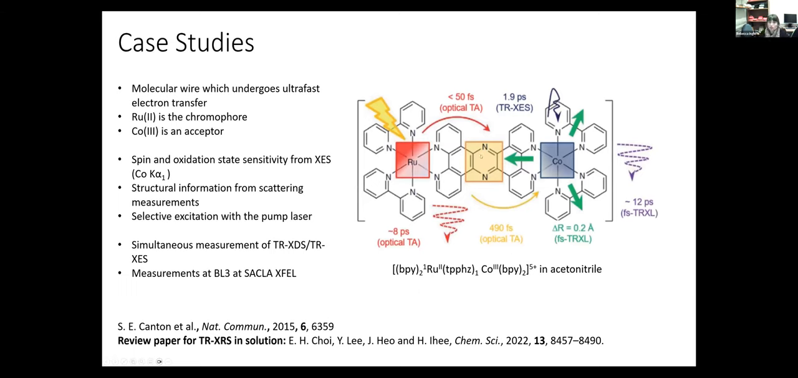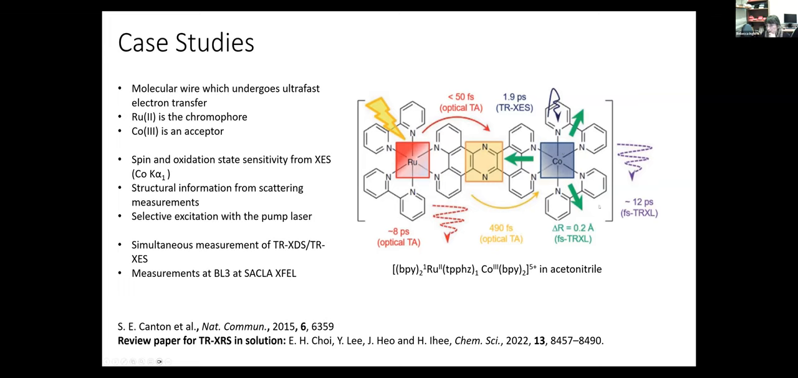And I'm just going to show you one quick example, before Julia showcases the more specific scientific questions we can address with these tools, of this bimetallic complex with ruthenium and cobalt. So this system is an example of a molecular wire. You have an optical chromophore at one end, you excite that, and an electron gets shuffled through the system to the cobalt site. What I like about this is it shows you how all of these techniques work together in conjunction to give you a full picture of the chemical dynamics.